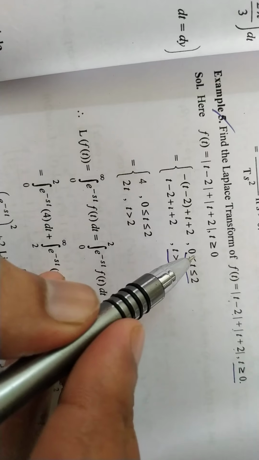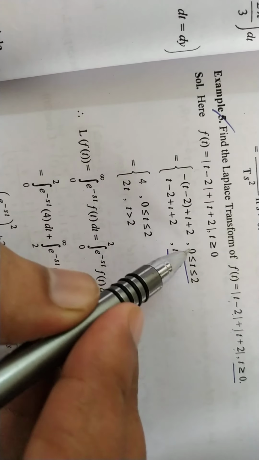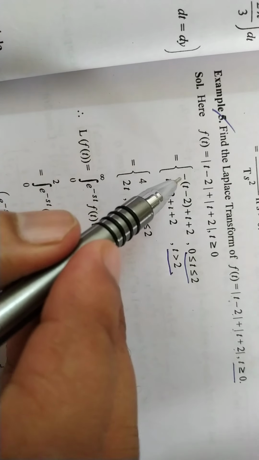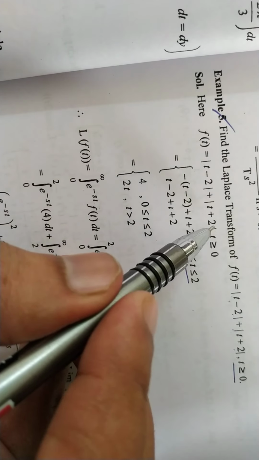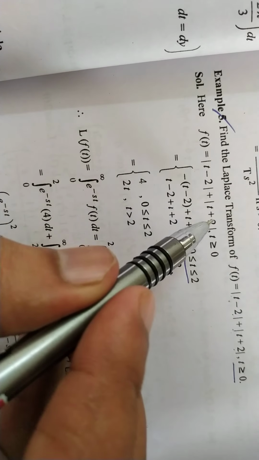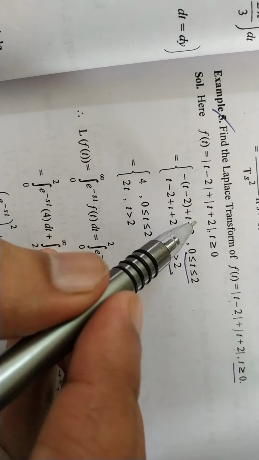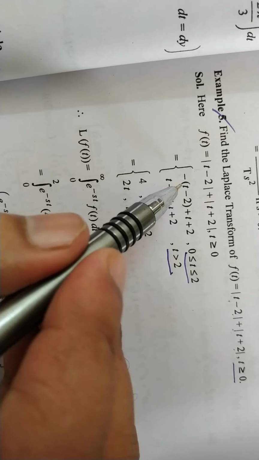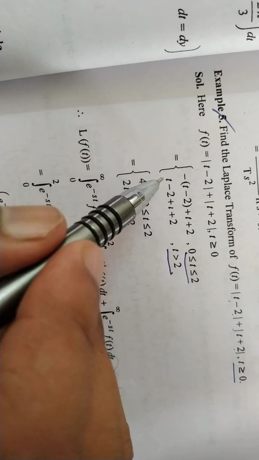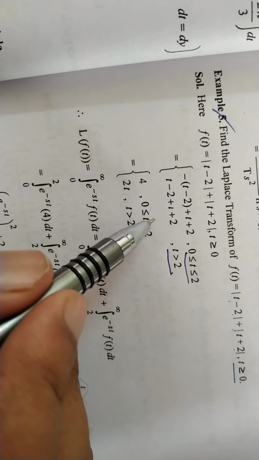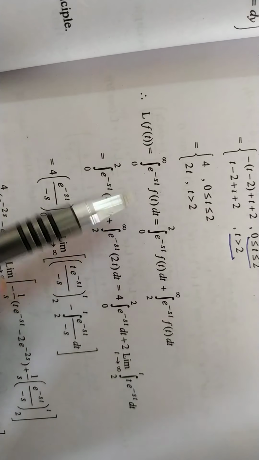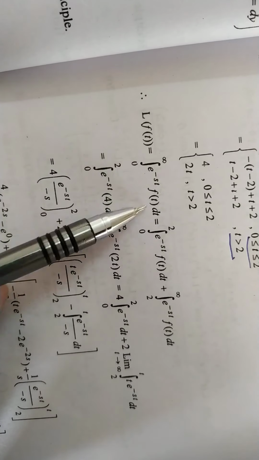When t is lying between 0 and 2, this part becomes negative, so we open the modulus like this. This is the positive part. When t is greater than 2, both terms are positive. On simplification, minus t cancels with t, it becomes 4 for the first part and 2t for the second. Now the function is broken into two parts. Now you can do the Laplace by the simple formula, the integral from 0 to infinity of e raised to minus st f(t) dt.